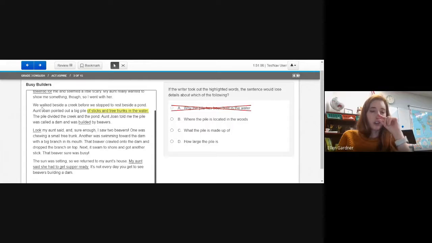So picture what's happening. We walked beside a creek before we stopped to rest beside a pond. Aunt Joanne pointed out a big pile of sticks and tree trunks in the water. The pile divided the creek and the pond. Does that tell us where it is located in the woods, what the pile is made up of, or how large the pile is? Think of just the highlighted part. It's a pile of sticks and tree trunks in the water. Which one makes the most sense?